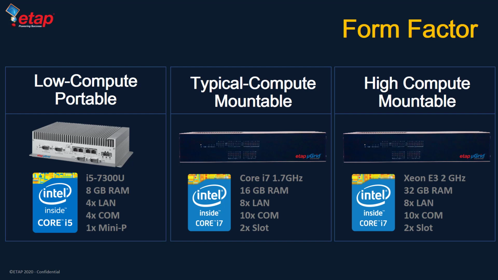Starting from the left, we have a configuration which is lightweight and portable but has less computational power. In the middle, we have the most common configuration, which is rack mountable and fits most computational requirements. On the right, we have the high-end model, which comes with a server-type processor to better handle concurrent loads.